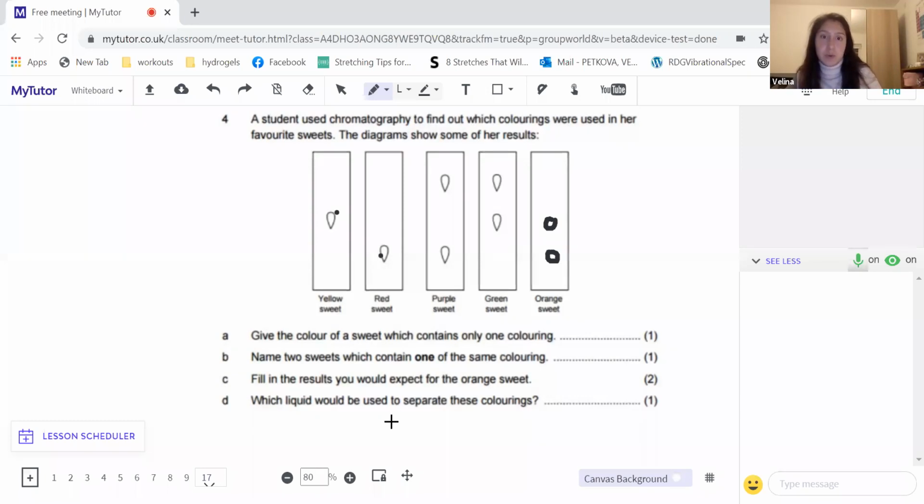So which liquid would be used to separate these colourings? So we just need a solvent that, yeah, brilliant. Water is a great answer. Well done to everyone who's coming up with that. Exactly.